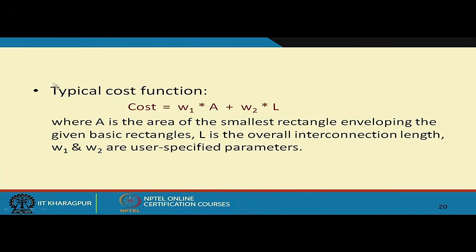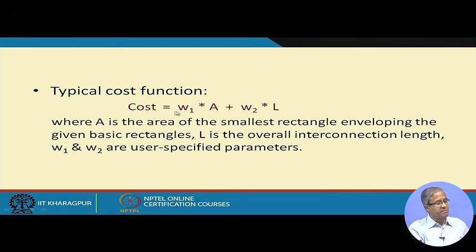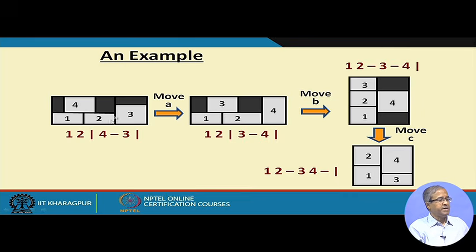Fine. So, the cost function again will be very similar. You have area, you have the wire length, then some weighted function. This I have already discussed earlier, same kind of cost function you can use. And this is just an example.